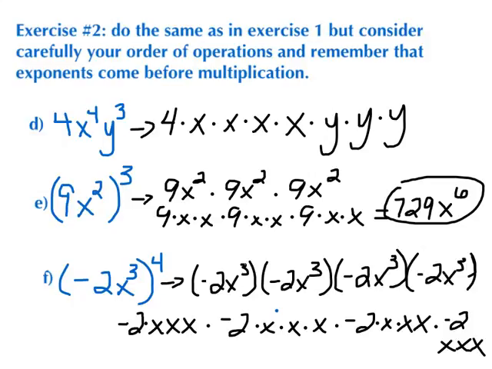Negative 2 times negative 2 gives me a positive 4 times negative 2 gives me a negative 8 times a negative 2 gives me a positive 16. And add up your x's, and there should be 12 of them there, so it's positive 16x to the 12th.